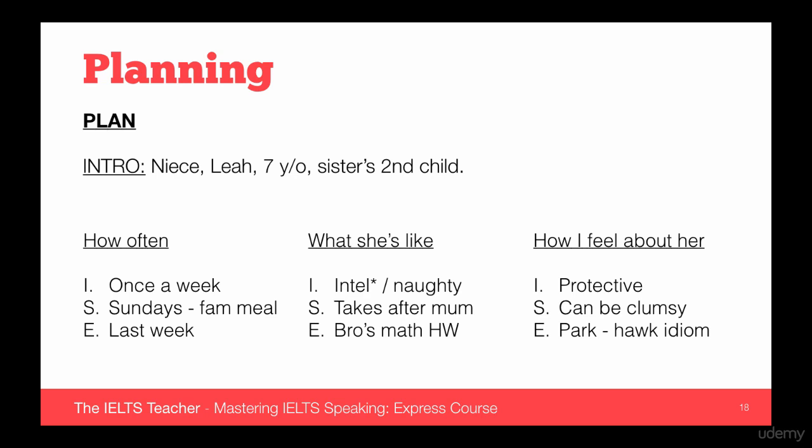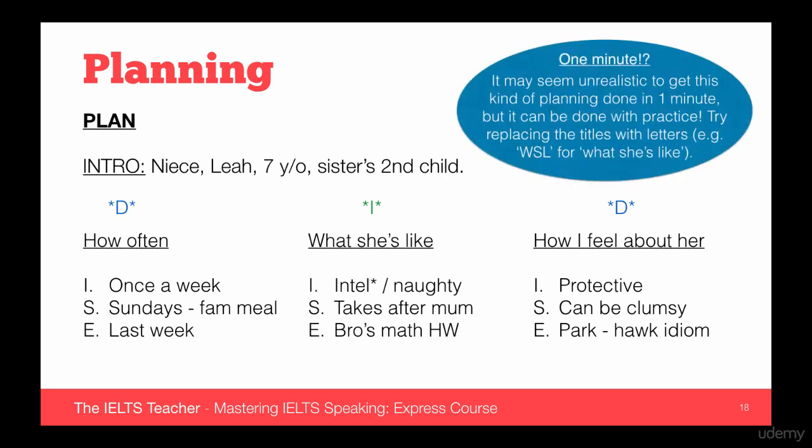Finally, we have to think about how we're going to introduce each of the segments. We know how we're introducing the first one, I'm going to talk about, but what about the columns? Well, it's up to you. I've gone with D, direct, I for an introduction, and then another D, direct. Now, this may seem quite difficult to do in 1 minute, but it can be done with practice. If you want to save a bit of time, you can try replacing the titles of the columns with letters. So WSL for what she's like, HO for how often, and so forth.